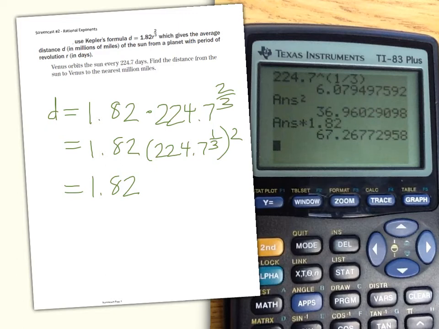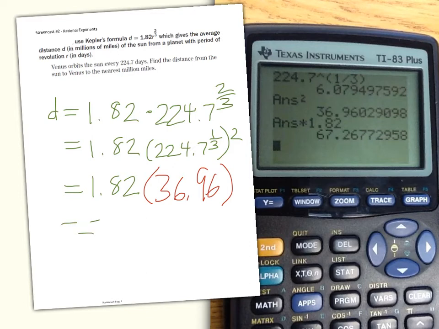Okay, that's really good to know. But now my question is, how do I state that? Well, look at the question itself. It says, find the distance from the Sun to Venus to the nearest million miles. In other words, estimate it, round it to the nearest whole number. So let's do just that. 1.82 times approximately 36.96, or whatever that 36.96029098 number was. We multiplied that, and as you can see, we got 67.2677.